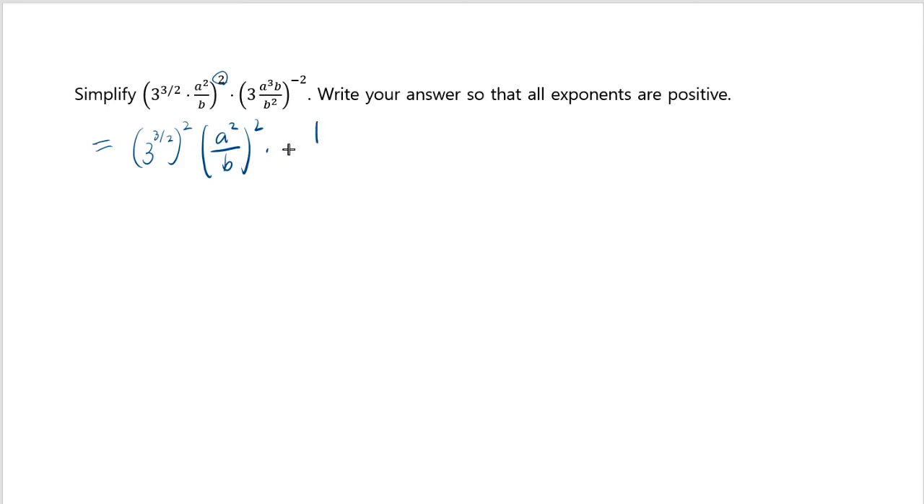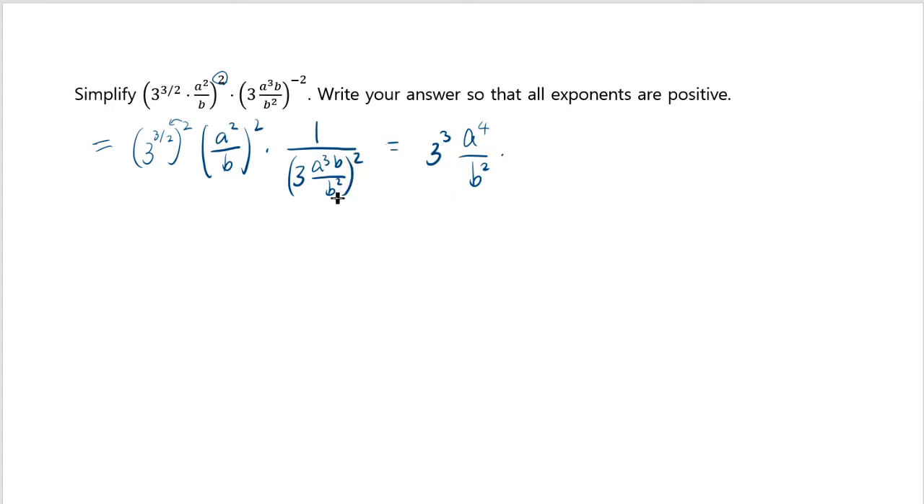So it's 1 over 3 to the a cubed b over b squared, squared. That's what negative exponent means. It's 1 over that thing. And then, since these multiply, this will be 3 to the 3rd power. And if you have a fraction, it's the top squared and the bottom squared also. So it's a to the 4th b squared.